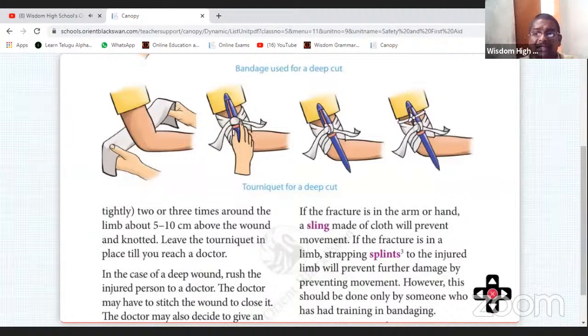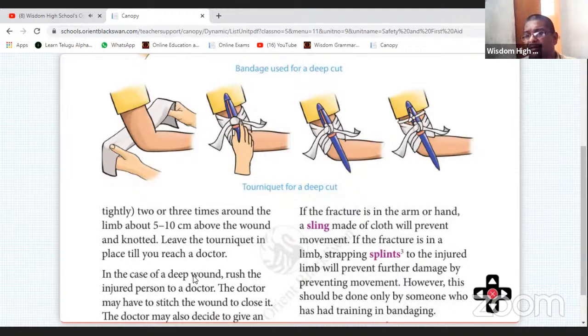How to wrap firmly, dear children, concentrate here. Wrap 2 or 3 times around the limb, about 5 to 10 centimeters above the wound, and leave the tourniquet in place till you reach a doctor. Apply a bandage over the wound to stop the blood that is bleeding continuously.